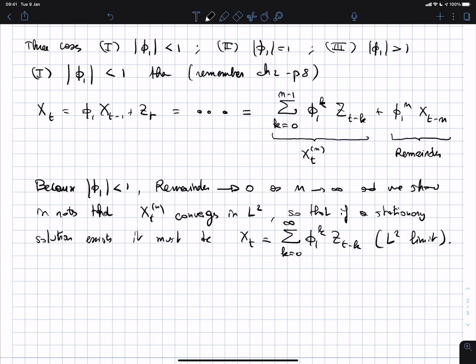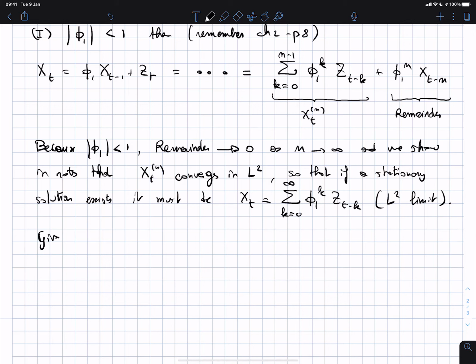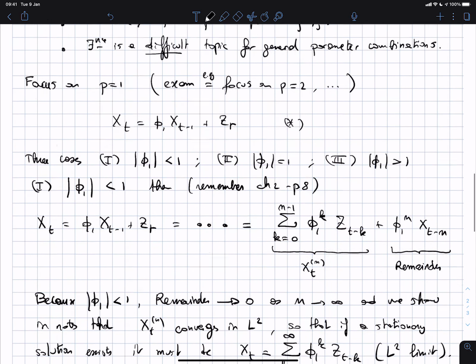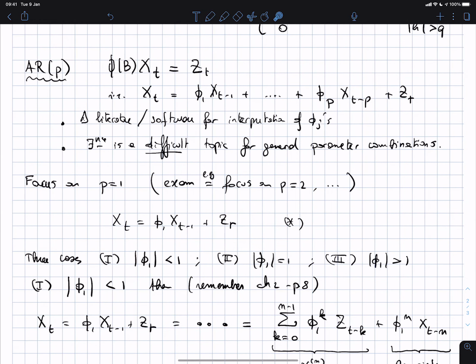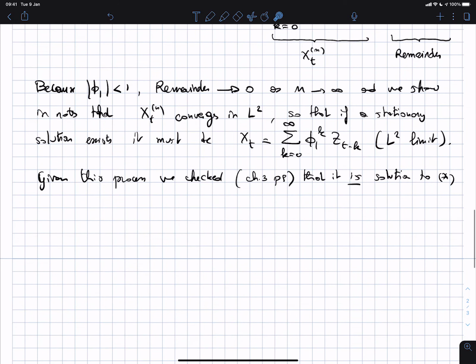And then what did we do? Given this process, we check, so that's on page 9, that it is a solution to equation star, to this equation here, by checking the limits.